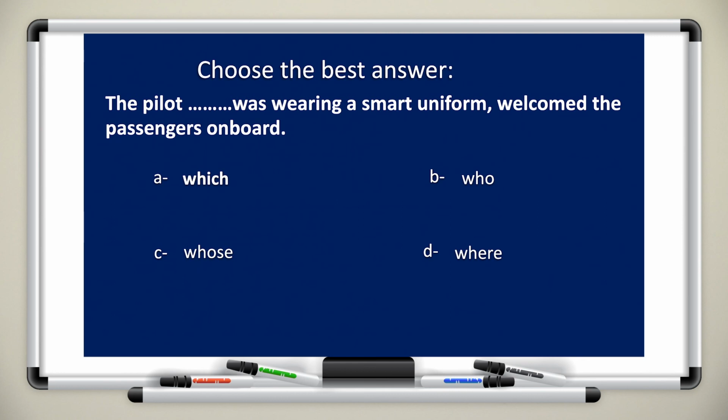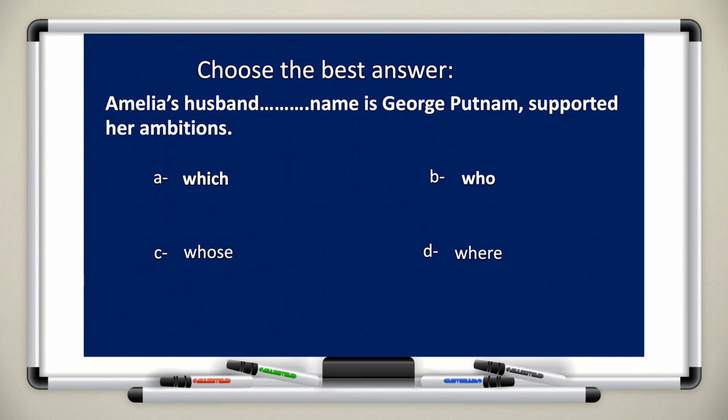Let's look at the next example. The pilot was wearing a smart uniform. He welcomed the passengers on board. Now, here we're talking about the pilot and what the pilot was wearing. So we'll say the pilot who was wearing a smart uniform welcomed everyone on board. Excellent.